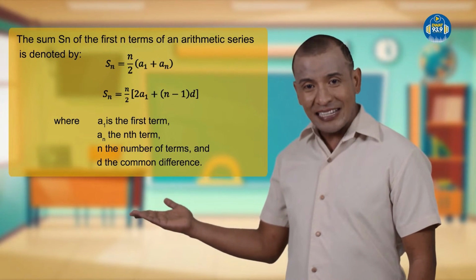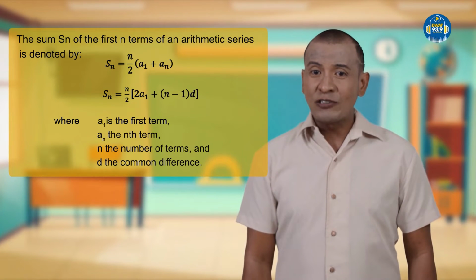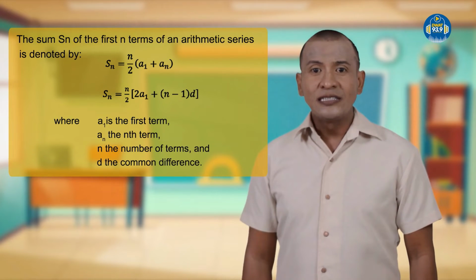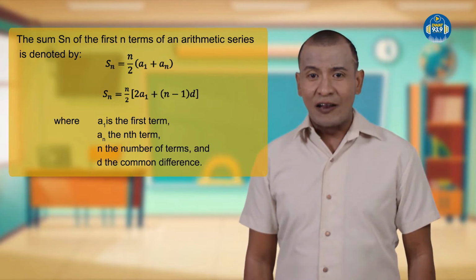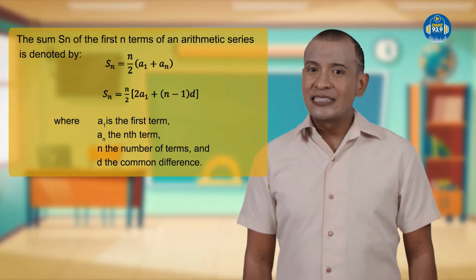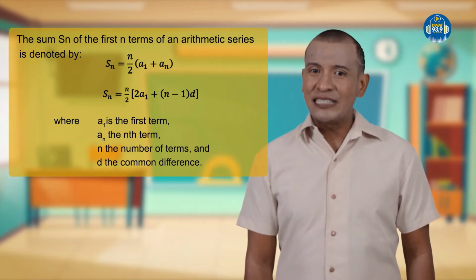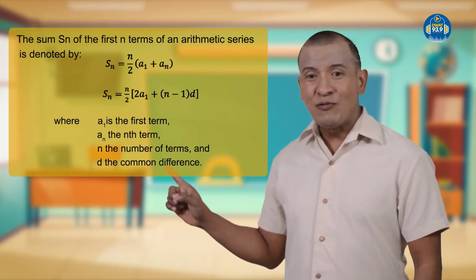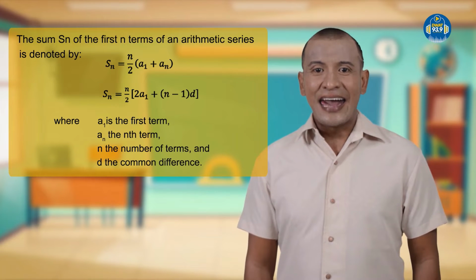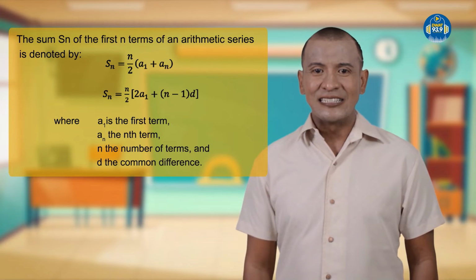The sum, S of n, of the first n terms of an arithmetic series is denoted by S of n equals n over 2 times a sub 1 plus a sub n, or S of n equals n over 2 times 2 a sub 1 plus n minus 1 times d, where a sub 1 is the first term, a sub n the nth term, n the number of terms, and d is the common difference.